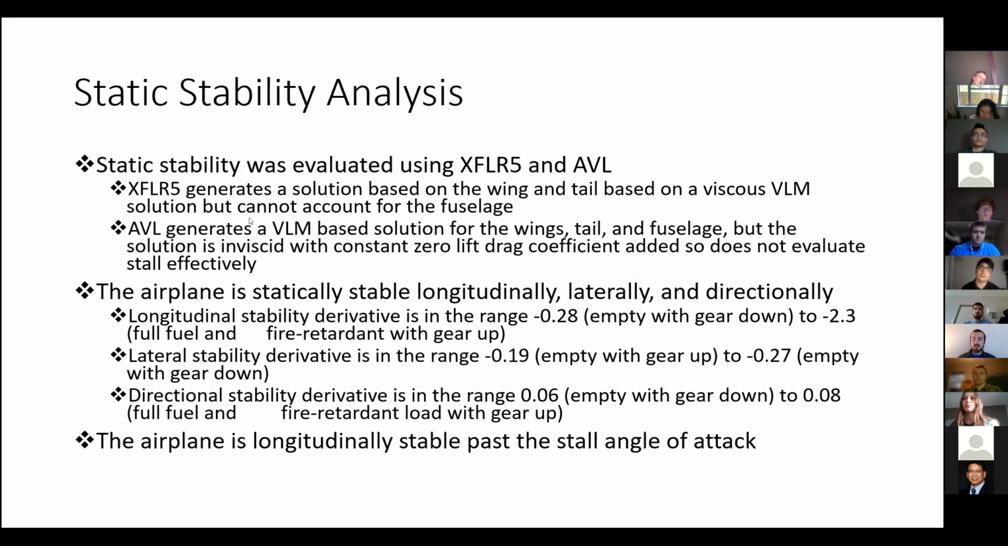Static stability was evaluated using XFLR5 and AVL, Athena Vortex Lattice, and both of them use a vortex lattice method solution. XFLR5 can do viscous solutions, but it can't account for the fuselage very well, while AVL can account for the fuselage, but it just uses an inviscid solution and a constant zero lift drag coefficient. The airplane is statically stable longitudinally, laterally, and directionally, with the longitudinal stability ranging from -0.28 to -2.3. You can see the lateral directional stabilities as well, but they're all acceptable. The airplane is longitudinally stable past the stalling angle of attack, so in case of stall, it will nose down, which is good for safety.